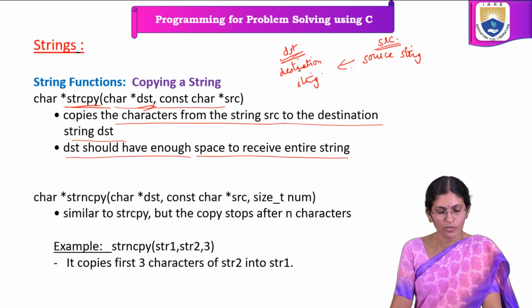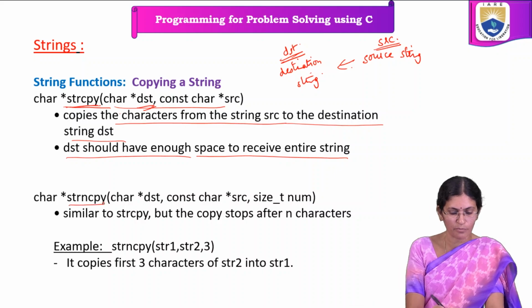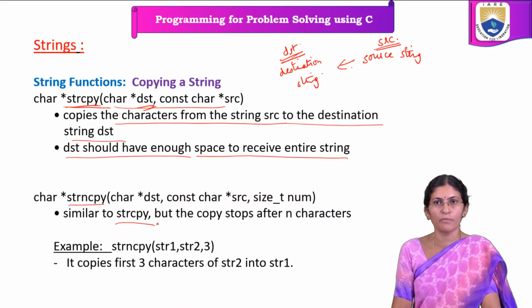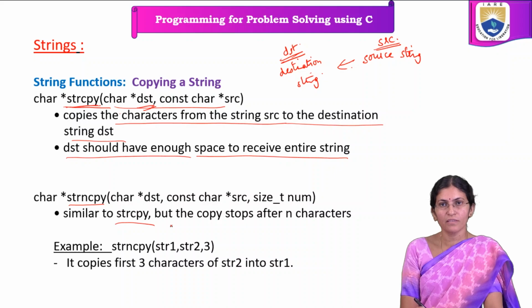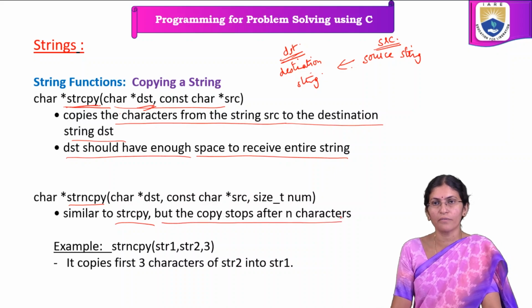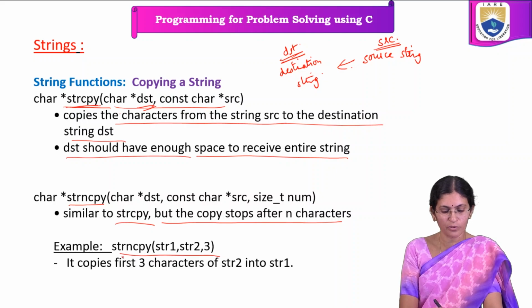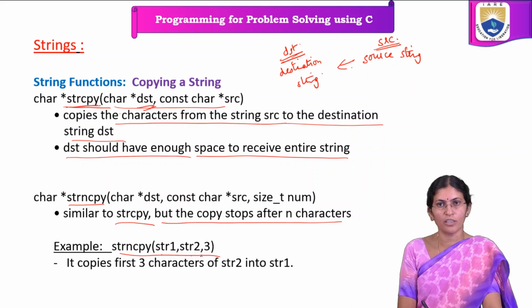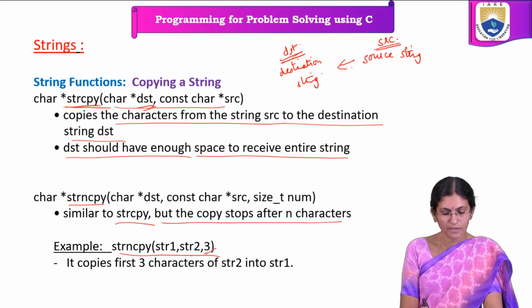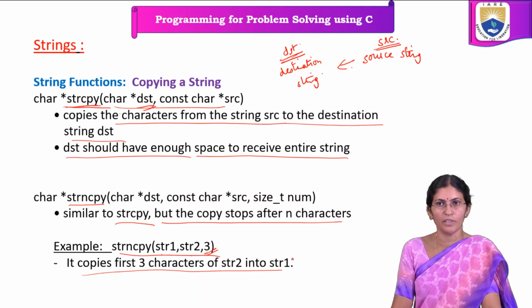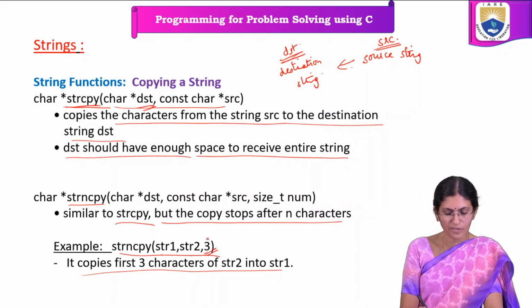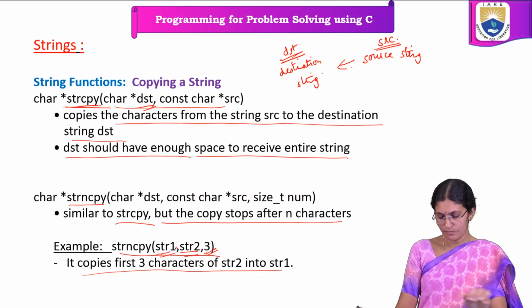Now another variation of string copy is strncpy. It is similar to strcpy, but the copy stops after n characters. For example, if you write strncpy of str1, str2, 3, it copies the first three characters of str2 into str1. So first three characters of str2 are copied to str1.